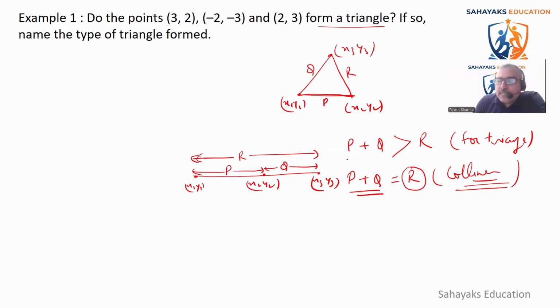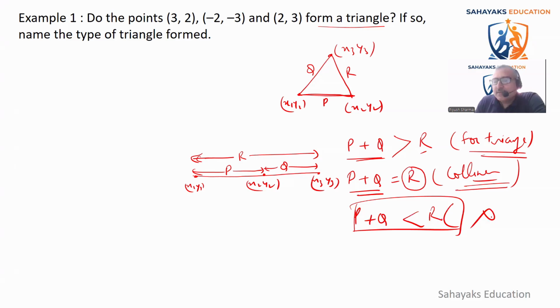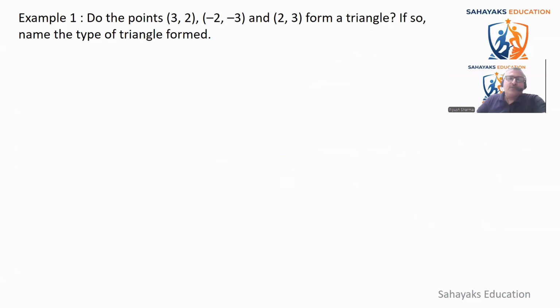And if the sum of 2 sides is greater than the third side, they are going to make a triangle. And in case P plus Q is less than the third side, it will not even be a triangle. It will not even make a closed figure. Okay, please remember this part, and then we can do this question.